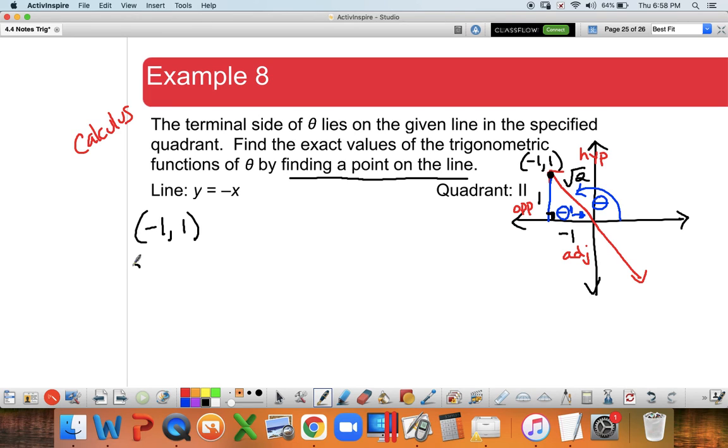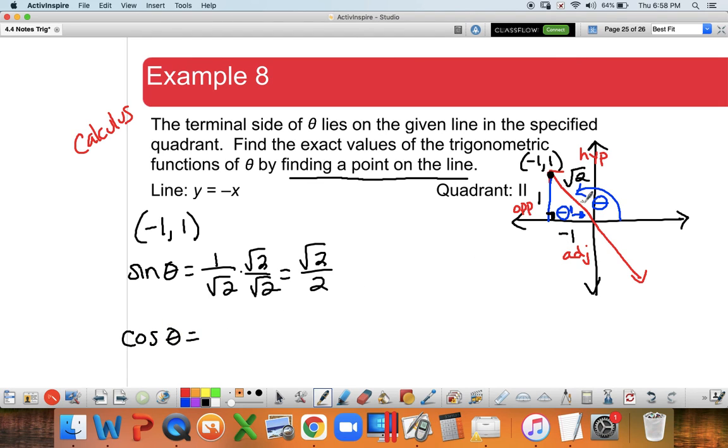Let's go ahead and calculate the sine of theta. Opposite over hypotenuse. This is just assumed at this point. Cosine is adjacent over hypotenuse. Notice that's going to make it a negative value. If I want to find the secant, all I have to do is flip it. I'm going to do it right here. So it'd be negative square root of 2. And my cosecant would be positive square root of 2.